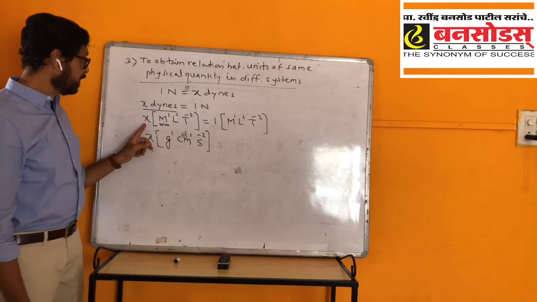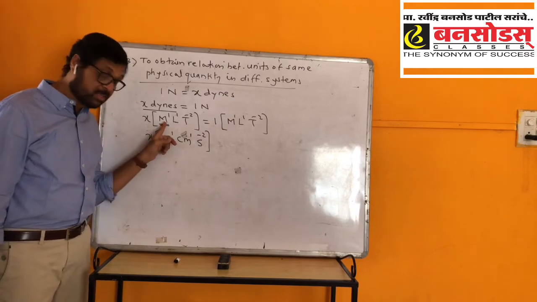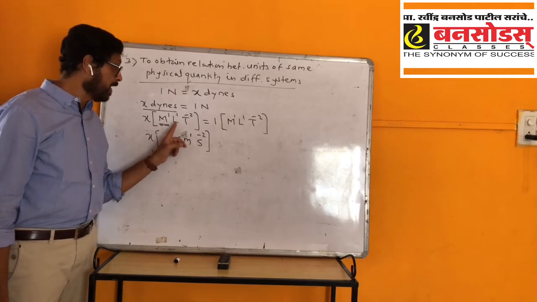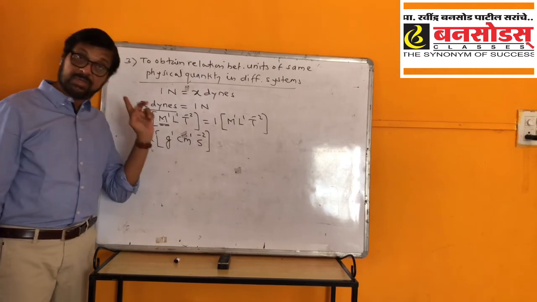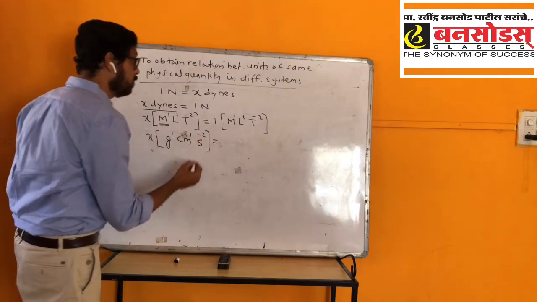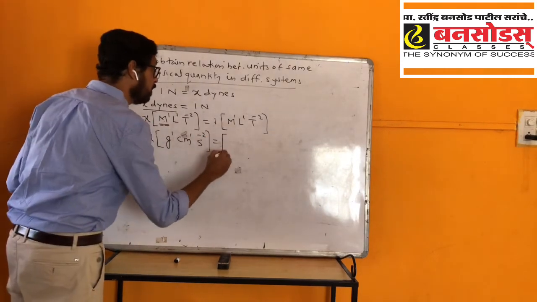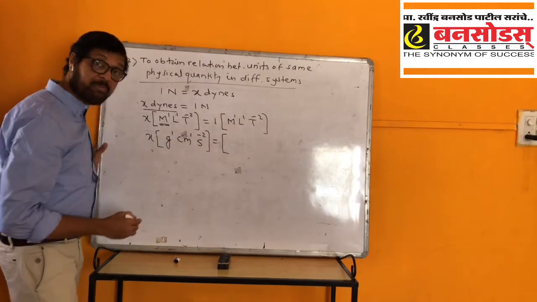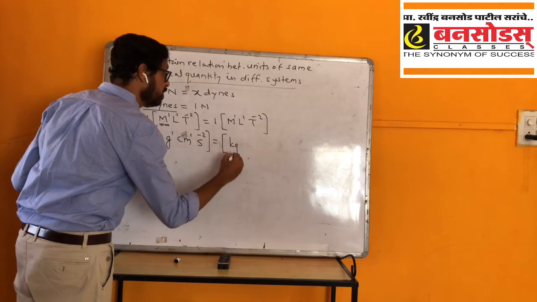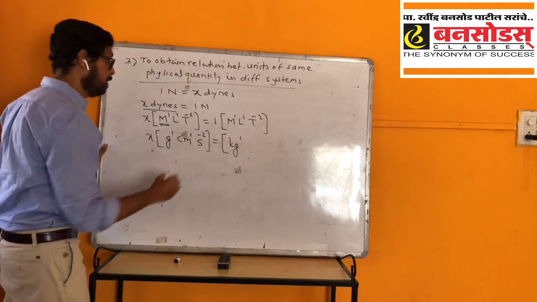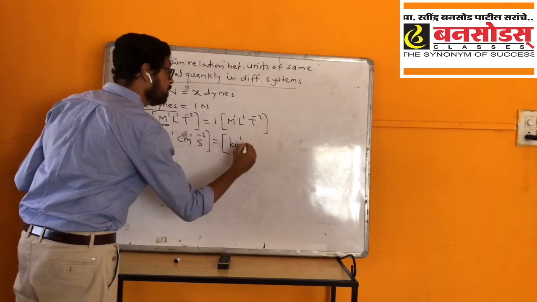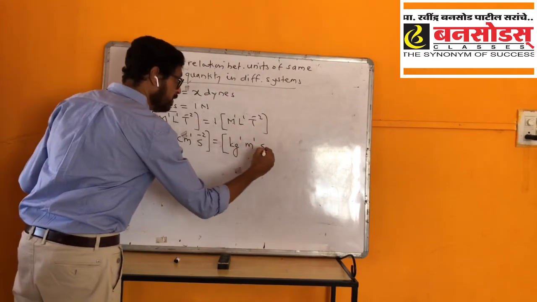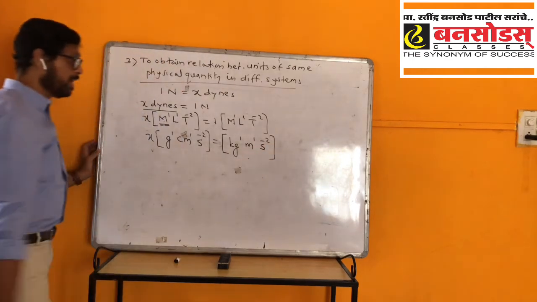So what we did: x into M means unit of mass. So you wrote unit of mass in CGS system, unit of length in CGS, unit of time in CGS. That is equal to, now you don't have to write this one. Which system is this? SI. In SI, what is the unit of mass? kg raised to 1. What is the unit of length? Meter raised to 1. What is the unit of time? Second raised to minus 2.